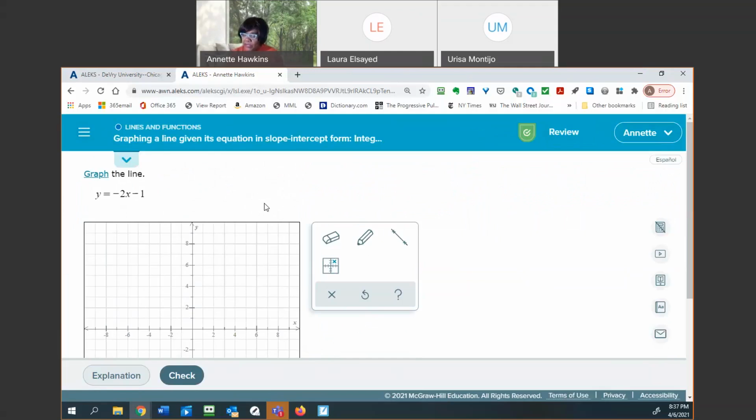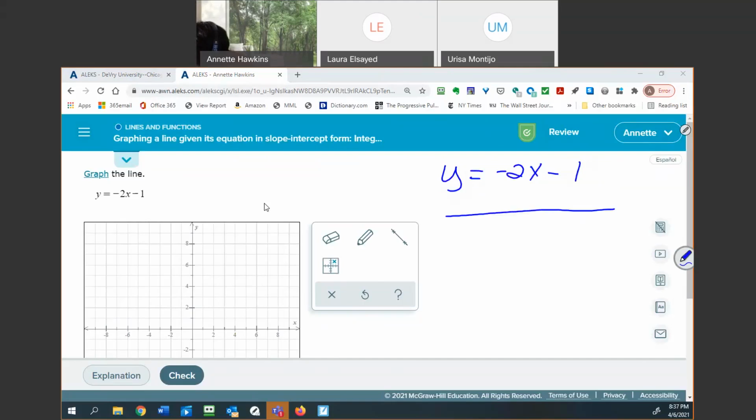Nothing has changed because in order to graph the line, you need some points on the line. And in order to get points on the line, you have to make a table to get you some points. So y equals negative 2x minus 1. When you first start graphing, you make a table, and then when we get to slope, we can kind of shortcut things. Again, use a negative number and a positive number.